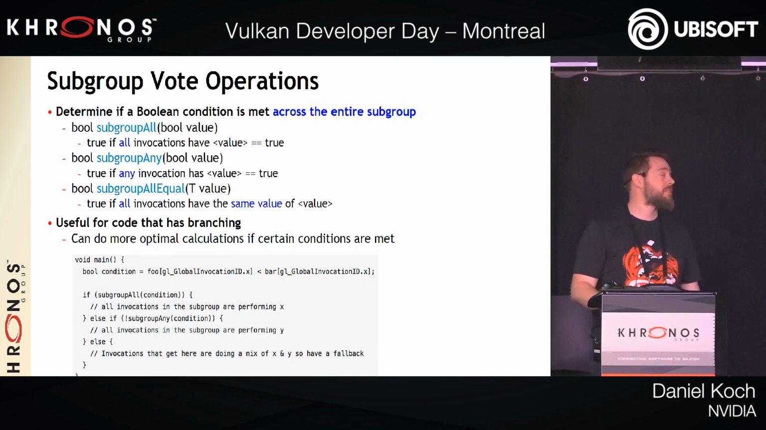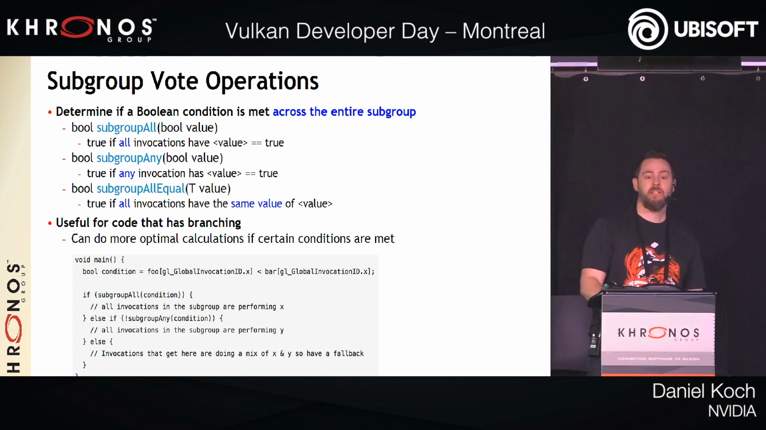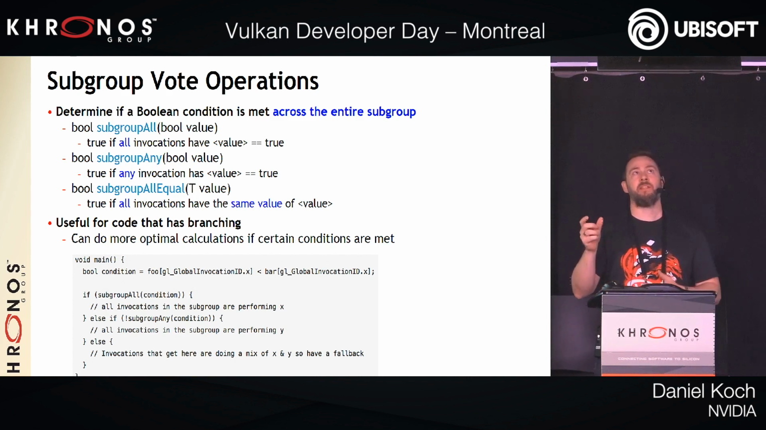So the vote operations, this is the next grouping. These allow you to determine if a Boolean condition is met across the entire subgroup. So if you have a Boolean condition, like value equals 5, or value greater than 6, you basically say subgroup all, and then you put the Boolean condition in there, and it returns if all the invocations are going to hit the same condition, and same for any and for all equal. It's basically the Boolean conditions there.